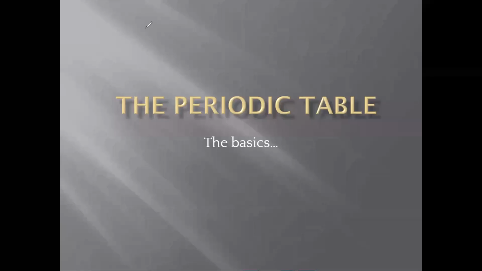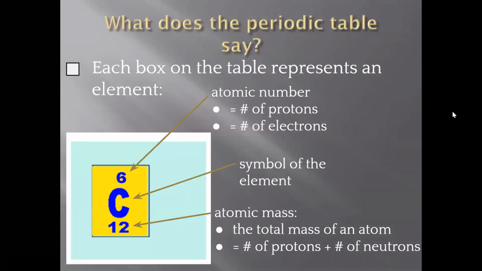Hello, today we're going to be talking about the basics of the periodic table. So the first thing that you have to be aware of is that each box on the periodic table represents one element.